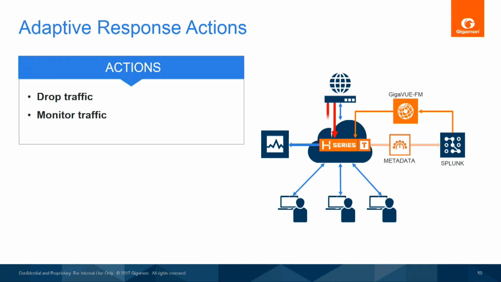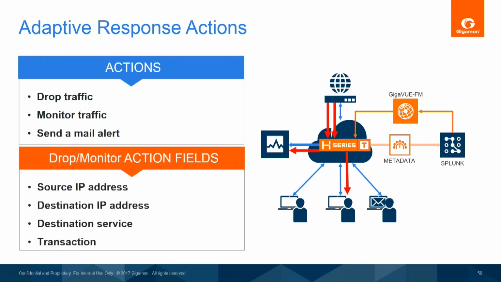The next action is monitor traffic. In this case, we could tap the traffic and send a copy to a desired tool instead of dropping the traffic. Here, Gigamon could be inline or out of band. Next action is sending a mail alert. Here, we identify anomalies using Splunk, and we send out a mail alert to the administrator identifying the anomaly.